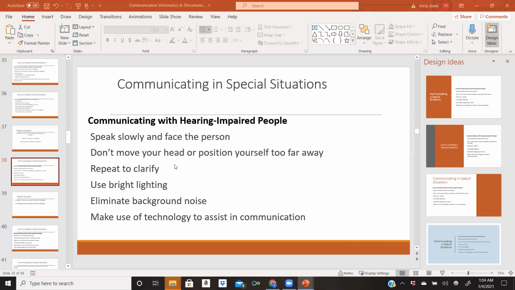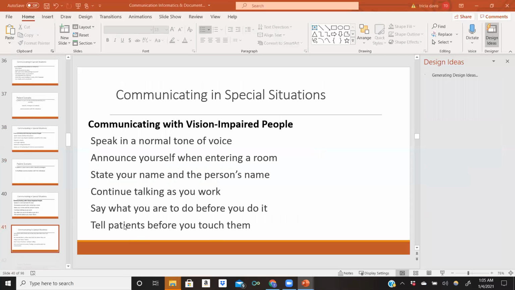You want to repeat anything that you feel like you need to so that the patient can have clarity of what you're saying. You want to use bright lighting in the room so that they have good access to seeing your face and they can read your lips and they can see your expressions. You want to eliminate any background noise because they already have trouble hearing to begin with. So you want to take out any background noise so that they can really concentrate and try to hear what you're saying. And then you want to make use of technology to assist in communication.